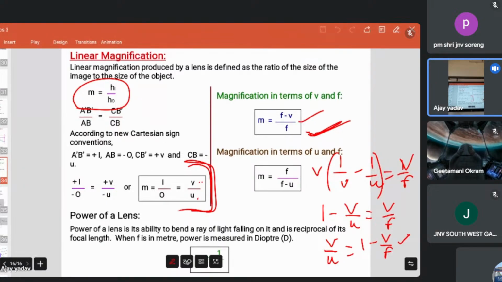Similarly, if you want it in terms of u, then you multiply by u. So these are the magnification formulas. You have to remember these magnification formulas.